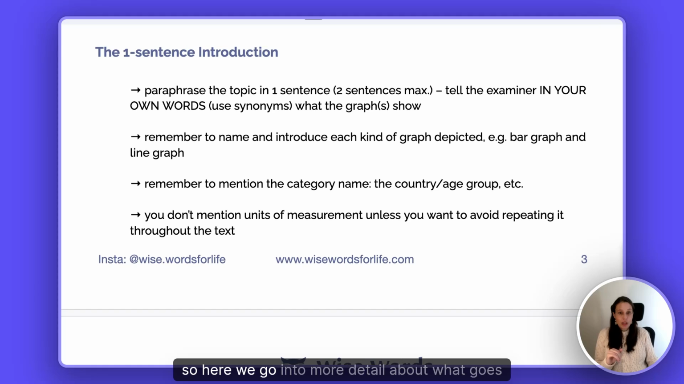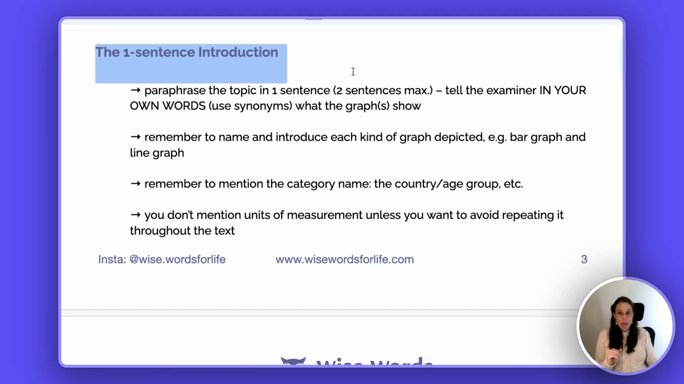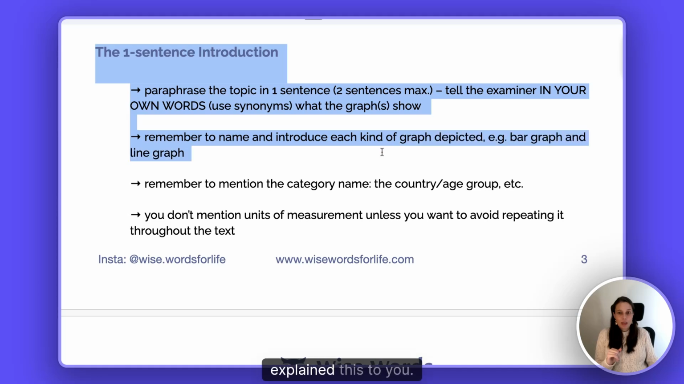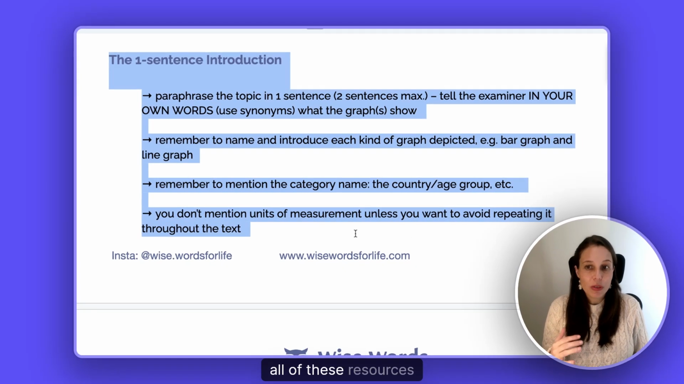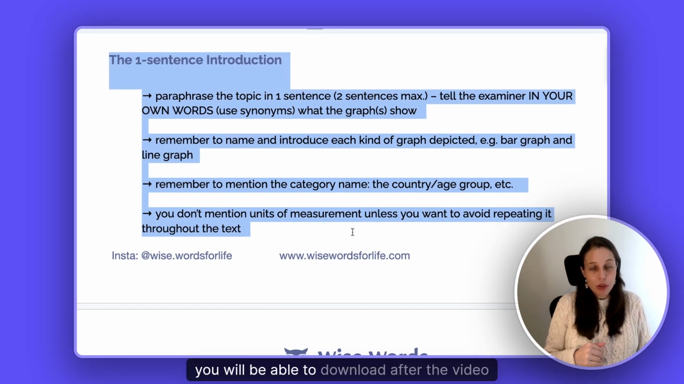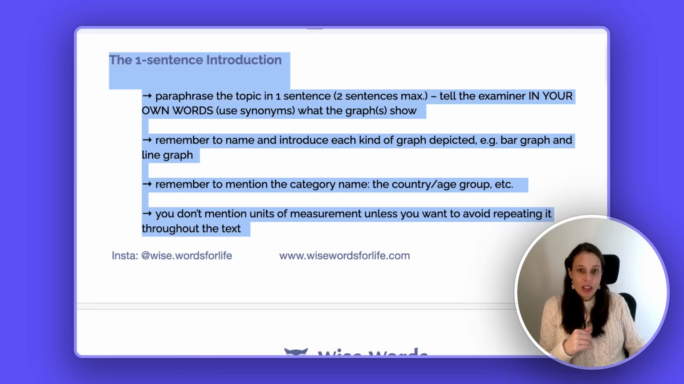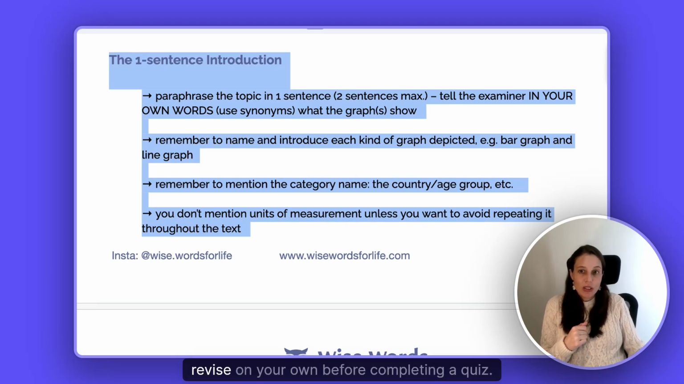Okay, so here we go into more detail about what goes inside the introduction. I've already explained this to you. All of these resources you will be able to download after the video to revise on your own before completing a quiz.